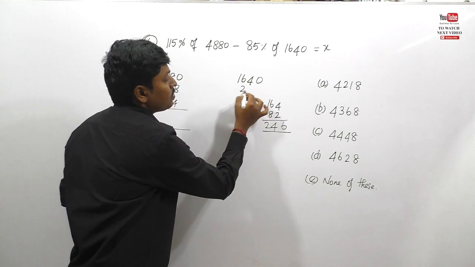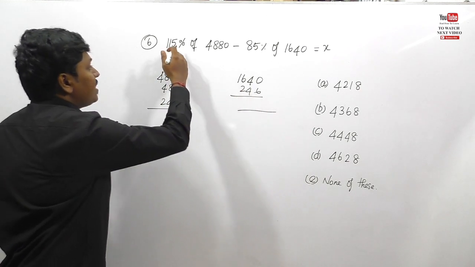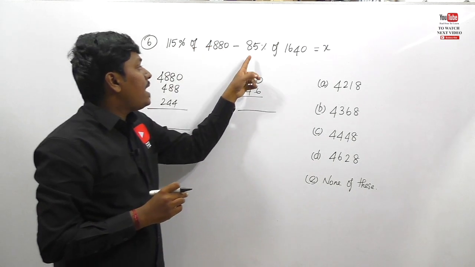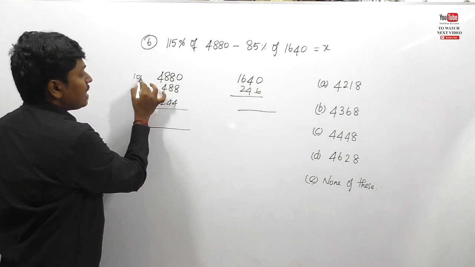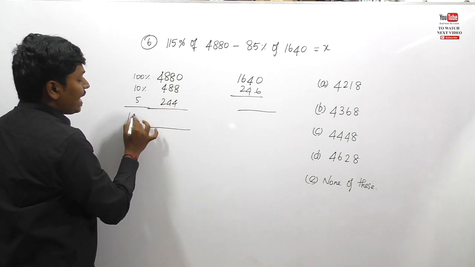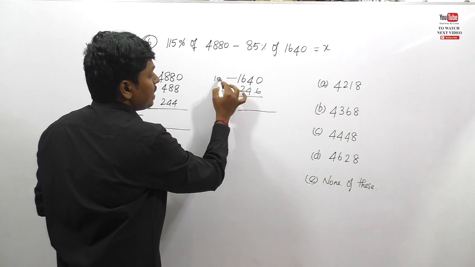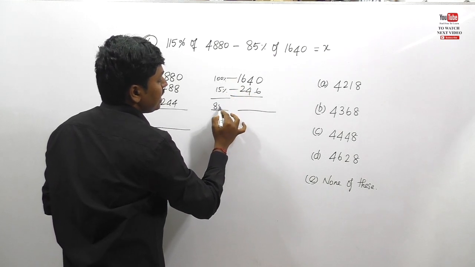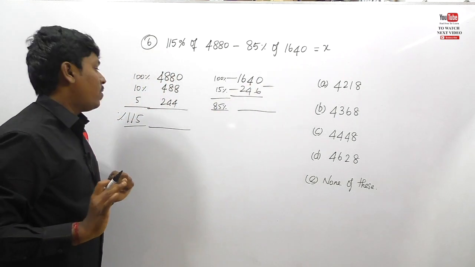So finally, friends, here 115% of 4880, here is the number. And similarly, 85% of 1640, here is the number. And listen carefully, friends. This is 100%, this is 10%, this is 5%. When we add all the numbers, the resultant will be 115%. But here it is 100% and this is 15%, so we can get the answer as 85%. So we need to subtract both the numbers, right? Clear on the point? Okay, friends.